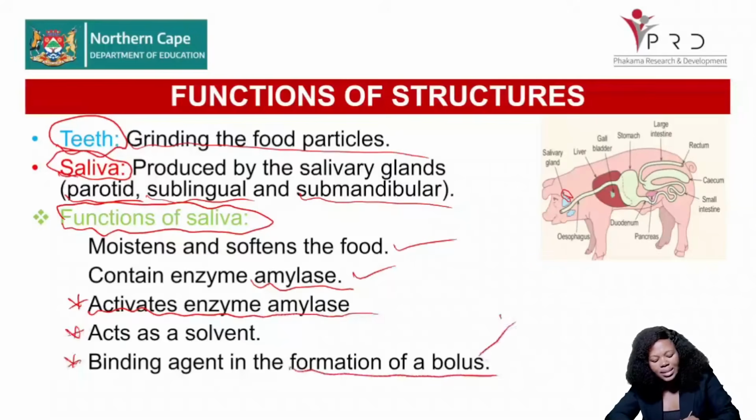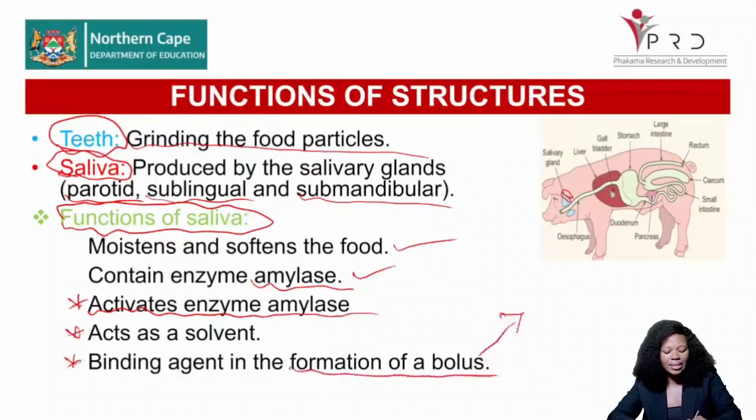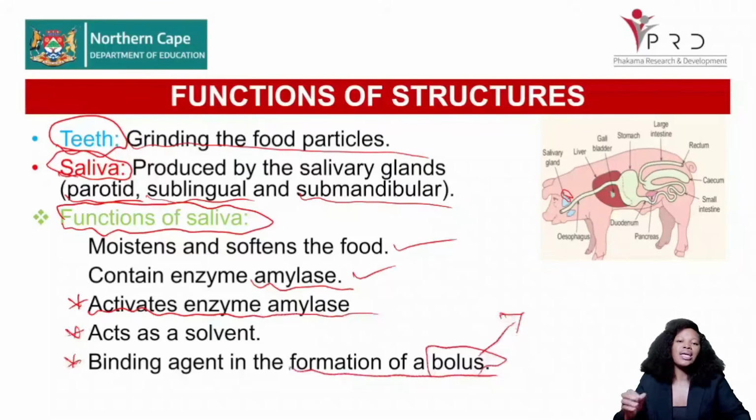Now, what is a bolus? It is food that has been chewed by teeth and mixed with the saliva. We don't call it food particles, but it is now referred to as a bolus. Why? Because it has been mixed with the saliva during mastication or the grinding of food, or during the moistening and softening of the food.